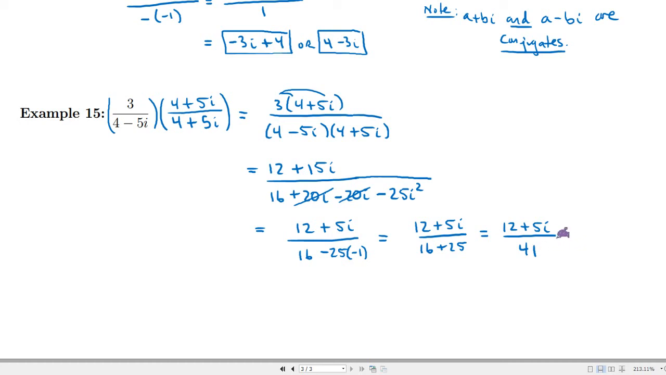And this is pretty much it. You could break this up now and look, you have 12 over 41 plus 15i over 41, or we could put it like this, and that looks good. So the idea for simplifying rational expressions with imaginary units is to not have imaginary units in the denominator anymore. We want to rewrite it so it is a complex number.